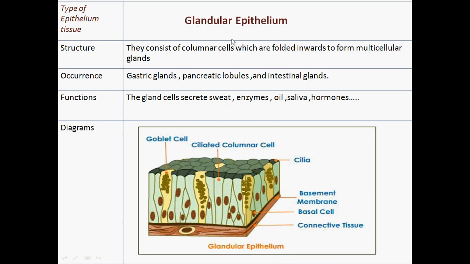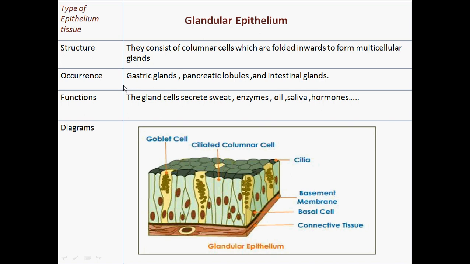Now students, finally, you can see in this figure the columnar cells which are folded inwards. You can easily see this one cell is folded inwards, and that's why it shows a different image. When columnar cells are folded inwards, they form multicellular glands or unicellular glands. The unicellular glands are the scattered cells known as goblet cells. You can see in this figure, they are unicellular glands. And the multicellular glands are the columnar cells folded inwards.